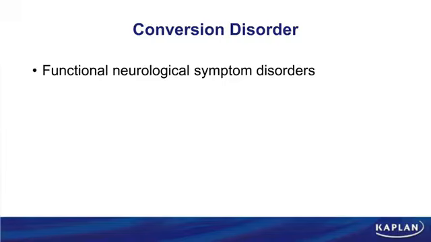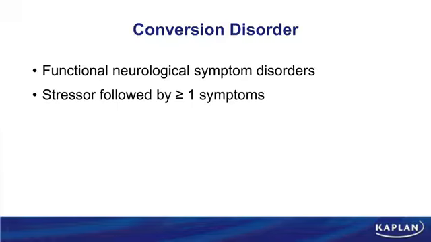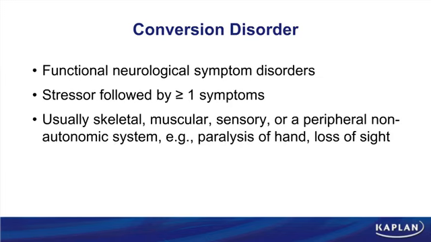Conversion disorder is also called functional neurological symptom disorder. This is an individual who experiences a stressor, and as a result of that stressor has symptoms. Now, these symptoms are usually of the skeletal, muscular, sensory, or peripheral non-autonomic system. For example, I witness something horrific, I become blind. I hear bad news, I become deaf. That's what you typically find in patients who have conversion disorder.